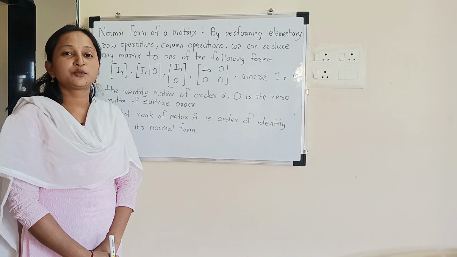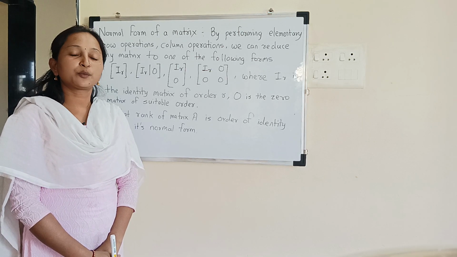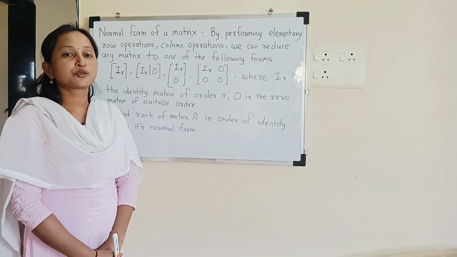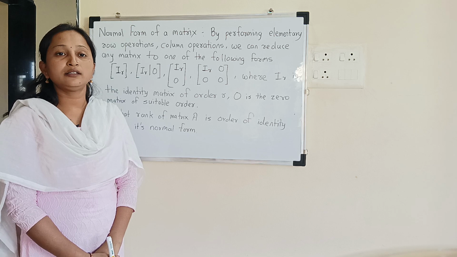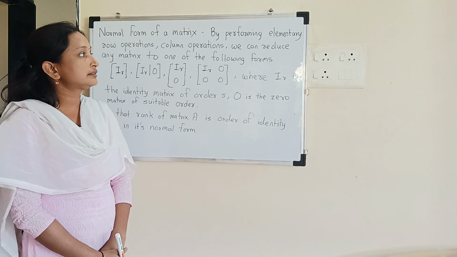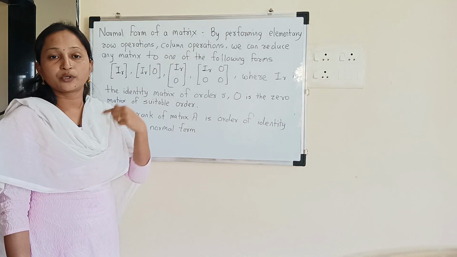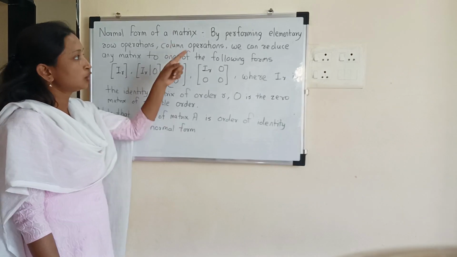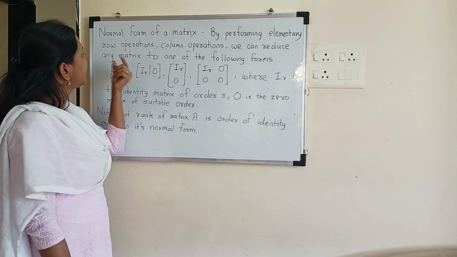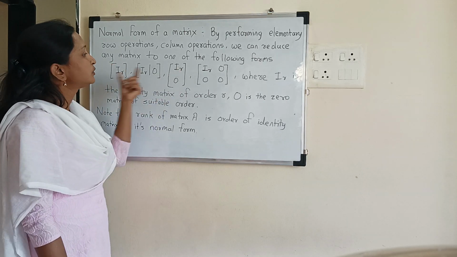Hello everyone. Today we are going to see what is normal form of a matrix. So normal form of a matrix is a reduction of the matrix to a certain type. So what is that type? You can get that type by performing elementary row operations and column operations. We can reduce that matrix to one of the following forms.